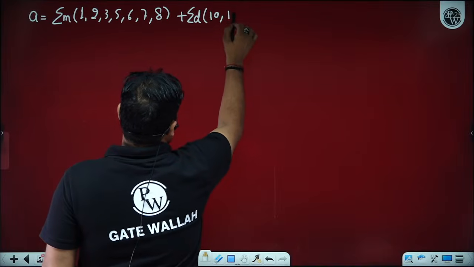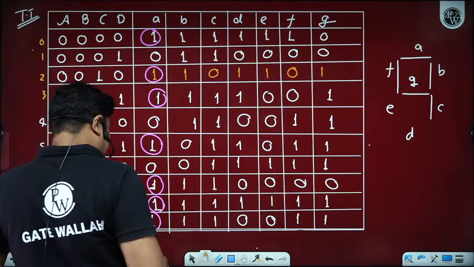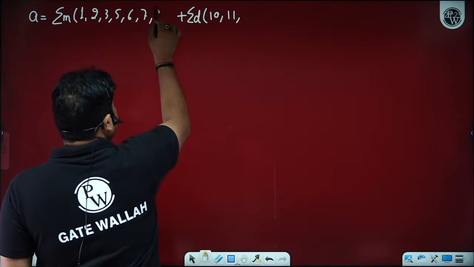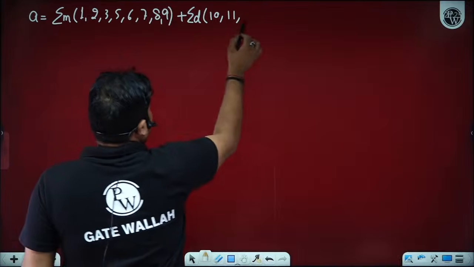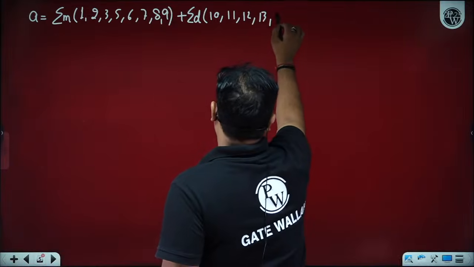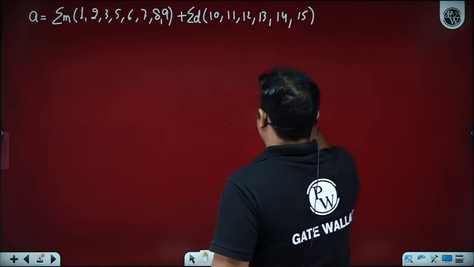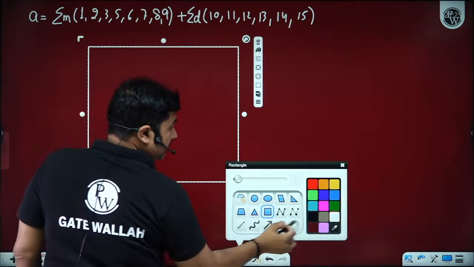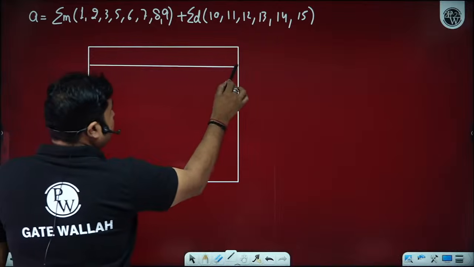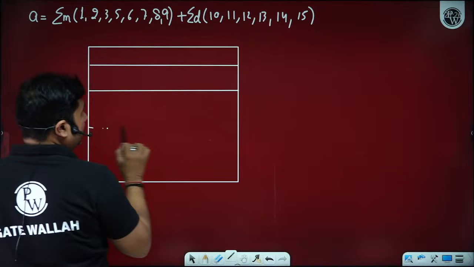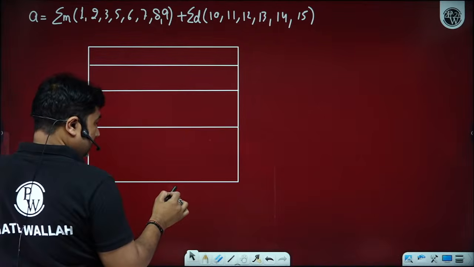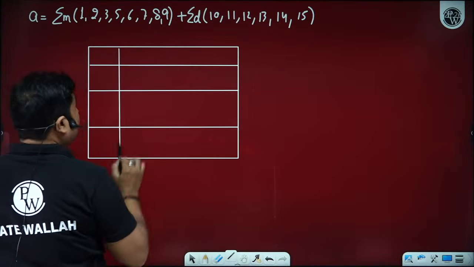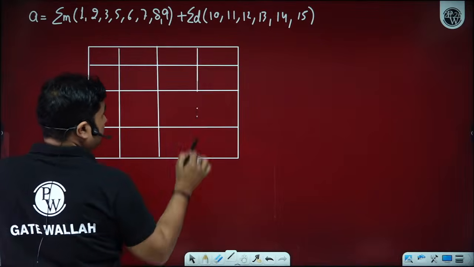So it means we have don't cares: 10, 11. 9 is also high, na? 9 is also high. 8, 9, 10, 11, 12, 13, 14 and 15. So can we go with the K map? Yes, sir. For finding the minimized logical expression required for output function A, we can go with a K map.